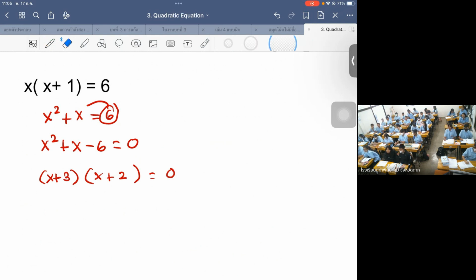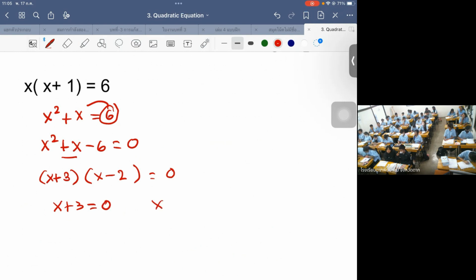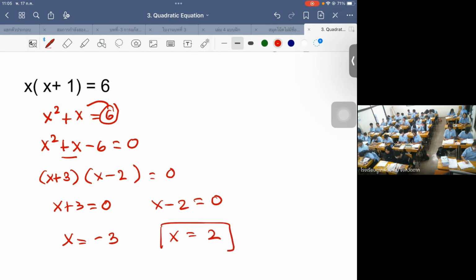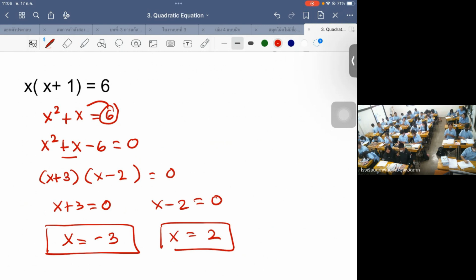Sorry, subtraction 2, because this is a positive x. So now, we need to process x plus 3 is equal to 0 and x minus 2 is equal to 0. So the answer is x is negative 3 and x is positive 2. So this is our final answer. All right? Understand? Okay.